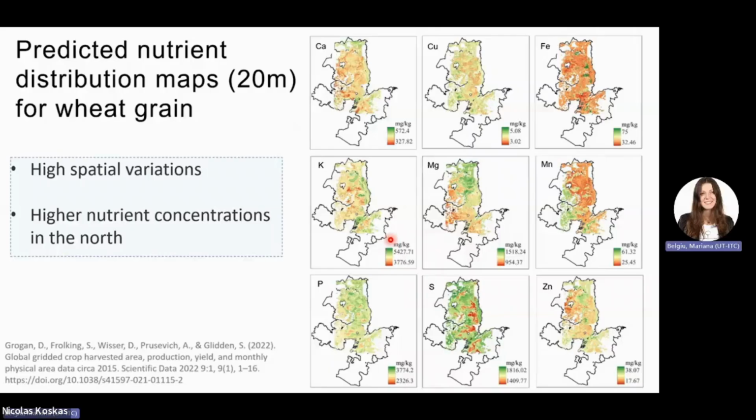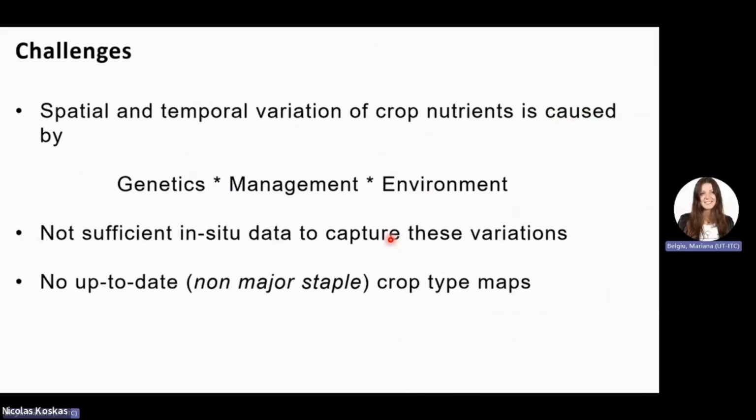In order for us to generate these maps, we also had to have access to high resolution or highly accurate crop maps for the target crops that we were focusing on. Here, in this particular example, you see the maps that we generated for wheat grains. And what we observe is that using the satellite images and spatially explicit covariates gives us good results. However, we also have a lot of challenges.